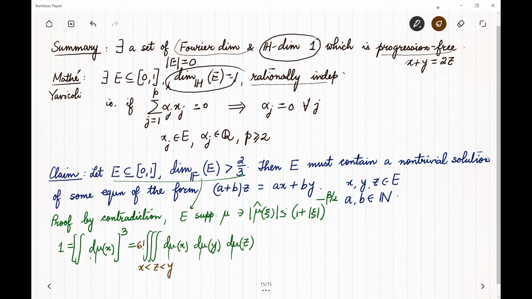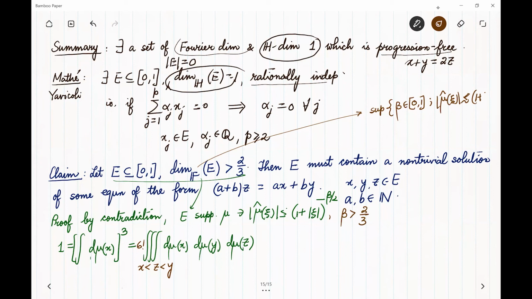Oh, remember? The Fourier dimension was supposed to be the supremum over all exponents beta in 0 to 1 such that mu hat of xi decays like this. By definition, this is the Fourier dimension of a set. So this beta is some exponent larger than 2/3. David, you asked a question. Does that clarify your question?